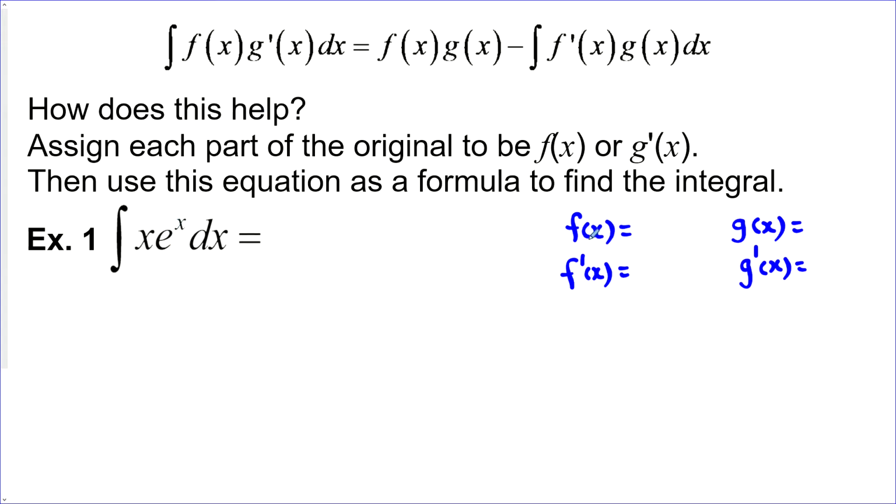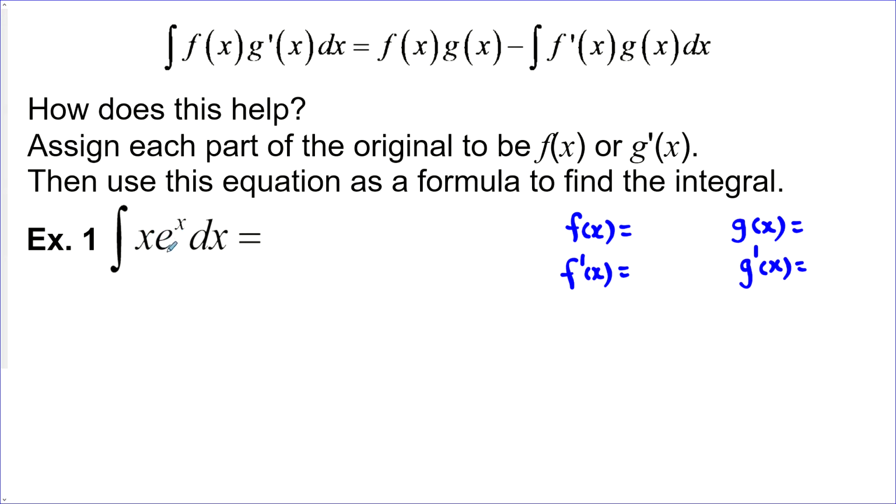Now, one part of this will be f of x. Pick the part that when you take the derivative, things don't get worse. Hopefully they get better. So in this equation, x, if we take the derivative of that, it's just 1. That's really nice. E to the power of x, that's also nice. Let's look at the other one. One of these pieces needs to be g prime of x, and we're going to take the antiderivative. So if we took the antiderivative of x, it gets more complicated. It gets x squared over 2, and that's not good.